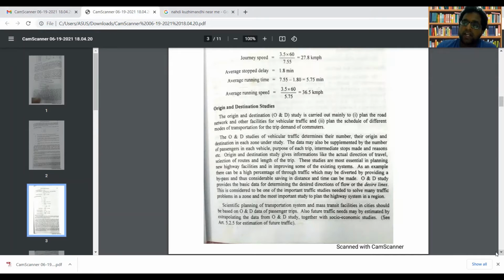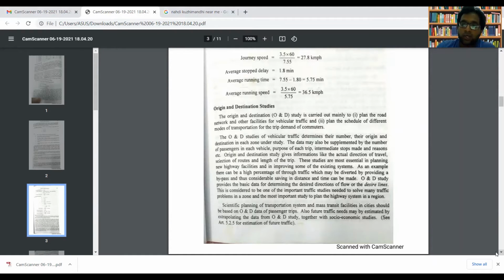And for supplementing this data, you will be counting the number of passengers in each vehicle. What is the purpose of each trip? If intermediate stops are provided, why intermediate stops are provided, etc. Now, this origin and destination study will be giving information like what is the actual direction of traffic, what is the length of a trip, how different routes are selected, etc.